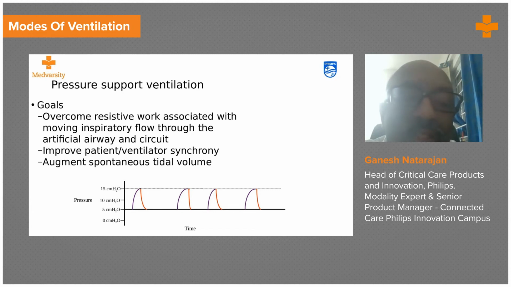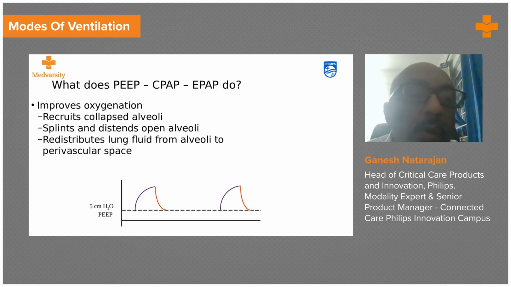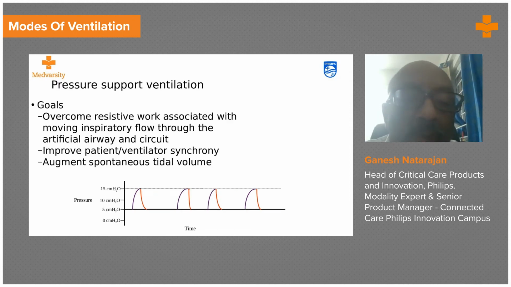So you can actually see here in a pressure support ventilation, let me go back, I'm sorry. In a pressure support ventilation, you can see here that once the patient triggers, the machine actually drives to the preset pressure support value. This improves the ventilator patient synchrony.